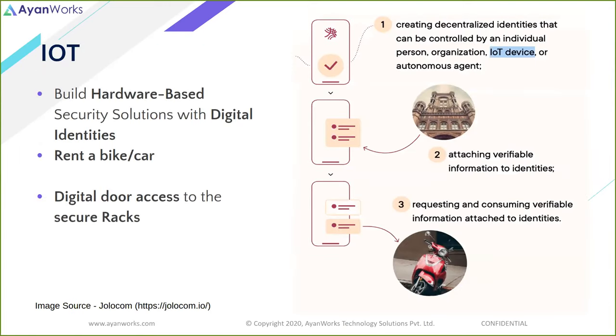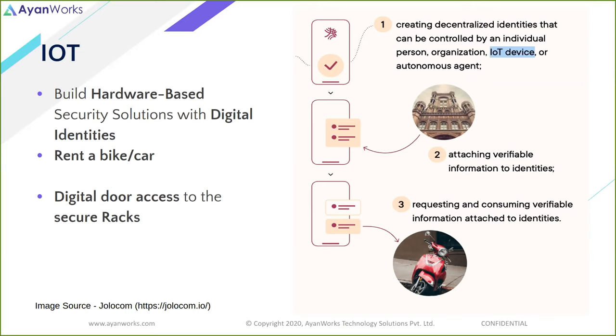There can be use cases where IoT devices can have their digital identities. Suppose I want to have access to the door of the server racks. How can I ensure a non-forged identity, that this is the identity I belong to, and this is the identity that has ownership or access for the particular rack?